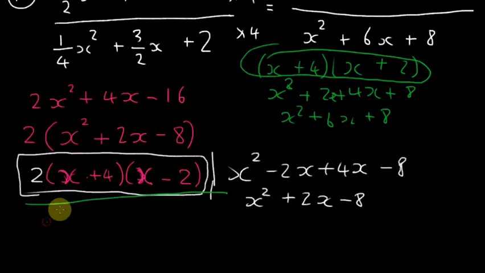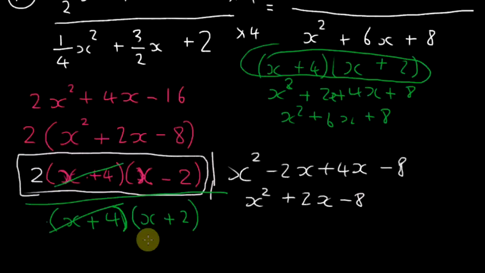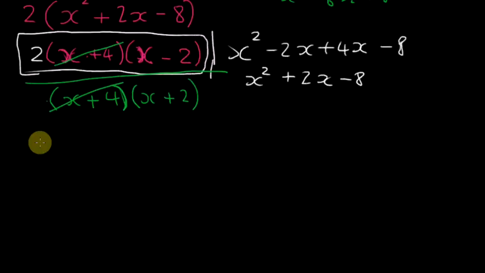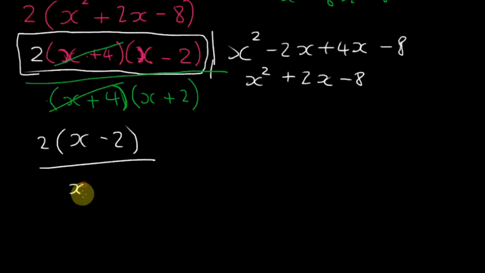Where were we? Okay, it does get messy. I definitely advise you not to set your questions out like this. Okay, and what can we cancel? We can cancel that and that, and that leaves us with 2 times x minus 2, over x plus 2.